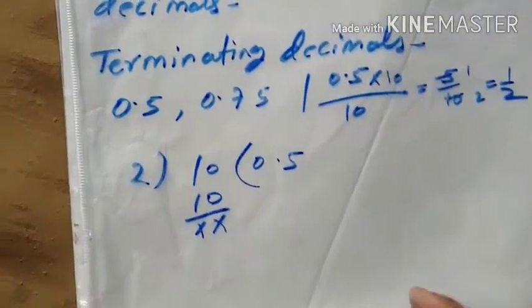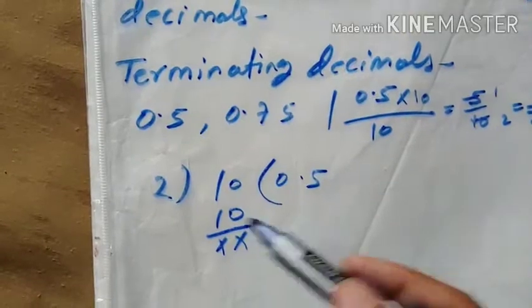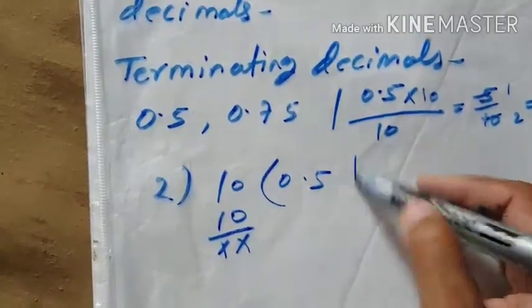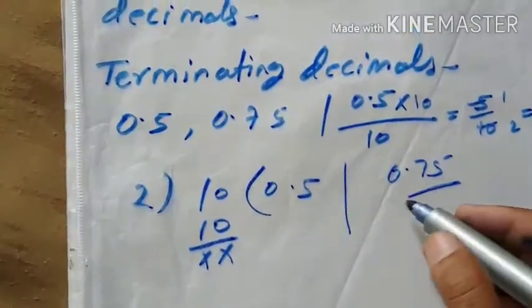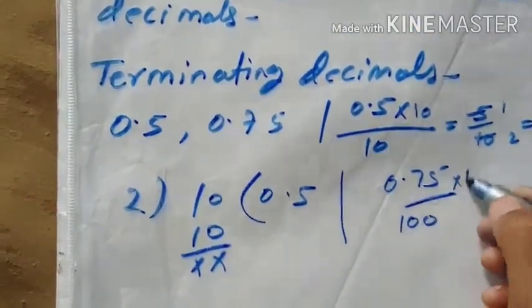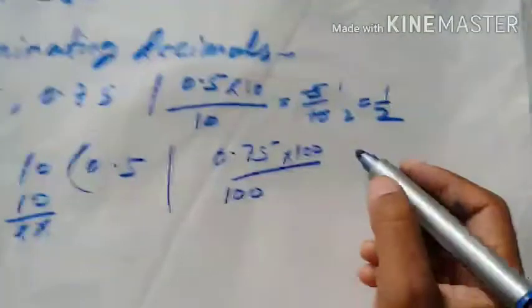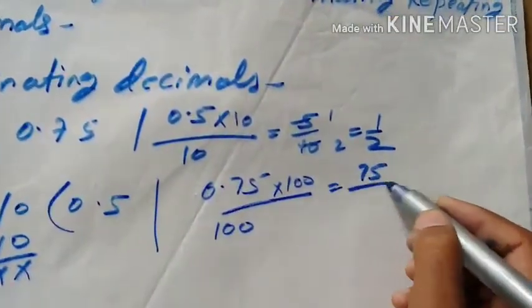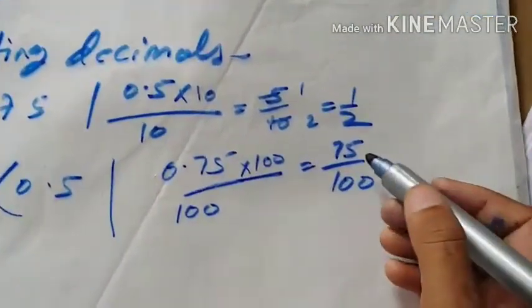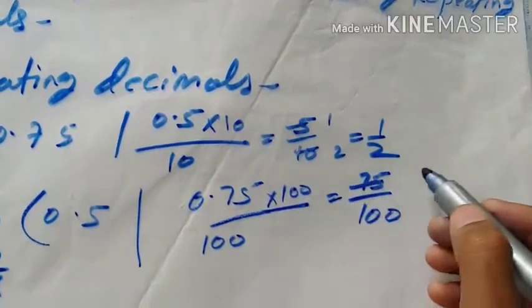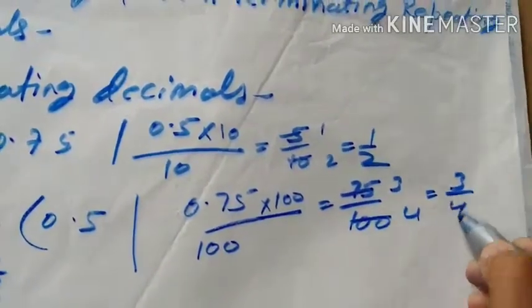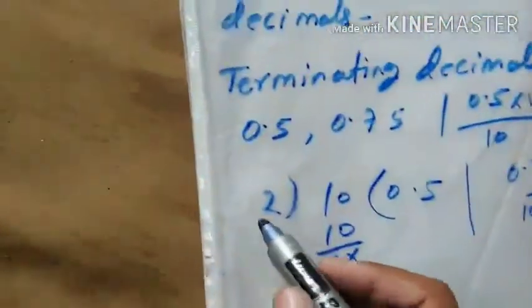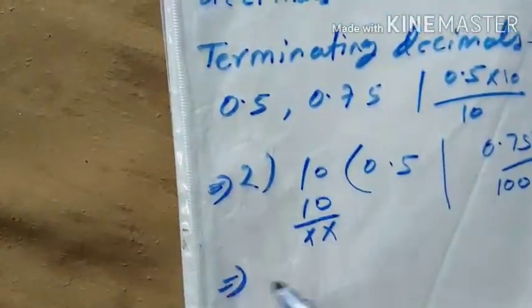Next, we are going to take the example of 0.75. Again we are checking it. 0.75 is 75 upon 100. Why 100? Because there are two decimal places here. I am just taking it directly: 25 threes are 75 and 25 fours are 100, so it is 3 upon 4. Now this is another example.